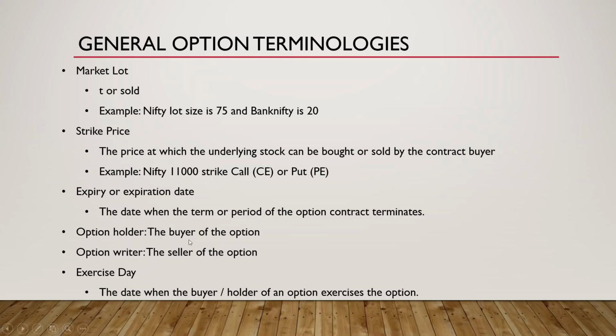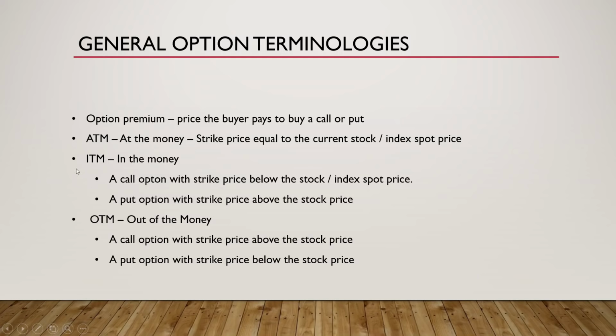Option holder, the buyer of the option; option writer, the seller of the option. Exercise day, the date when the buyer or holder of an option exercises the option. So this usually happens on the date of expiry or maybe one day after that. ITM strike price, out of the money. A call option strike is above the stock price. A put option strike price is below the stock price.